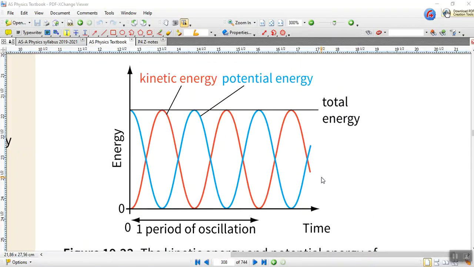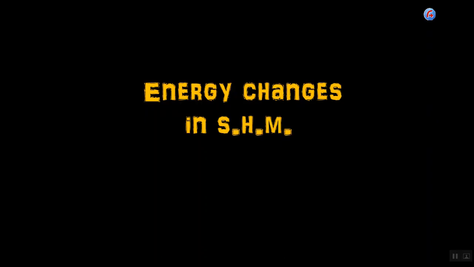So on page 296 we see this graph where we basically see that if there are no external forces, no friction, the total amount of energy in my graph stays constant, but it's constantly varied between kinetic and potential. So that was energy changes in simple harmonic motion. Next we're going to move over to damped oscillation.